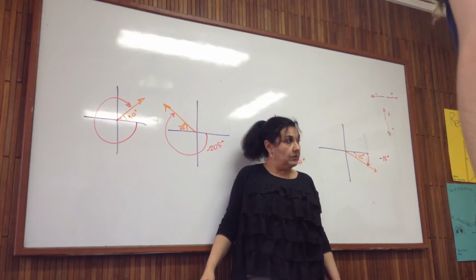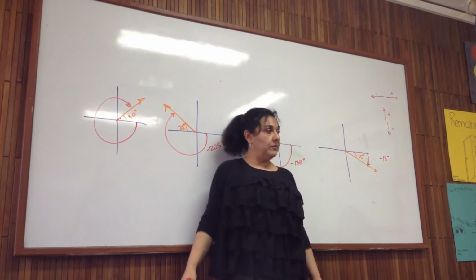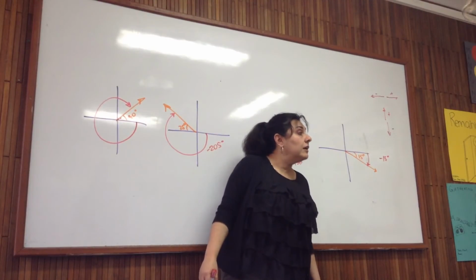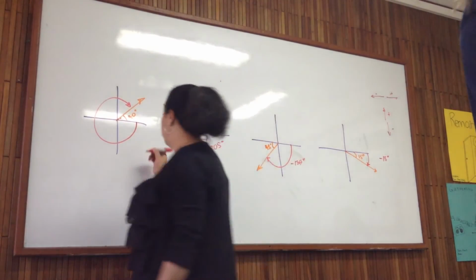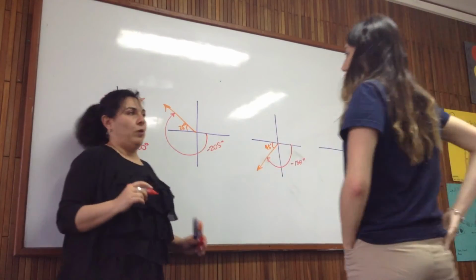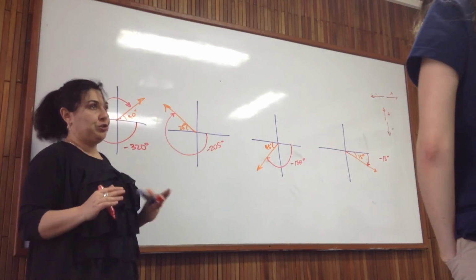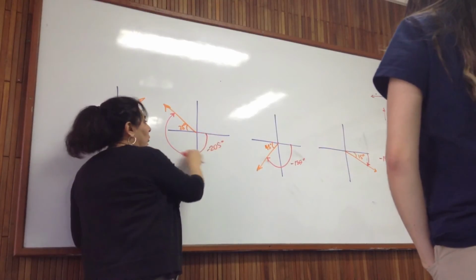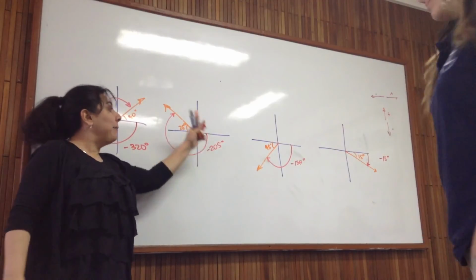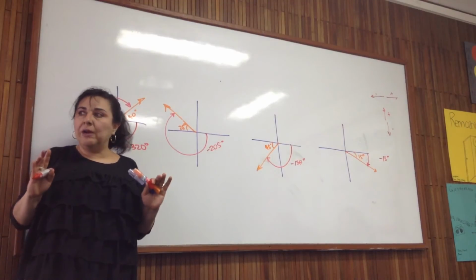Negative 320. Very good. Okay, so we always subtract from 360? Don't look at it that way. No, it's not that you always subtract. What is the size of this is what you're supposed to ask yourself. The size is 180 plus 25, right? And it's a minus because it's going in the clockwise direction. Is it clear what a negative angle is?